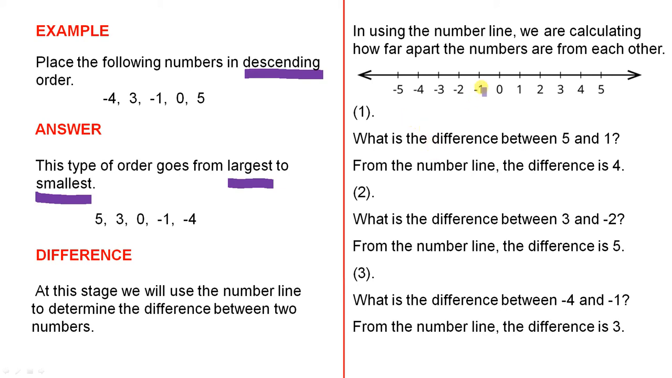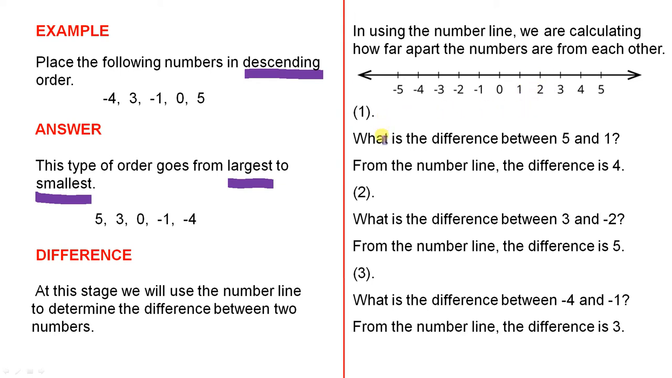Okay. In using the number line, we are calculating how far apart the numbers are from each other. So this is for difference. So at this stage, we will use the number line to determine the difference between 2 numbers. So we're looking at difference now, and we're going to use the number line to do that.